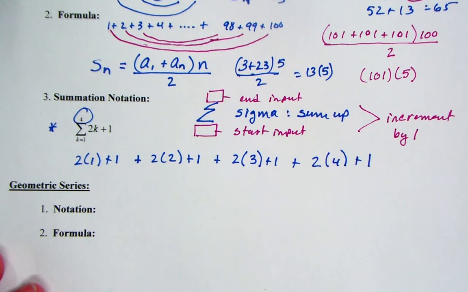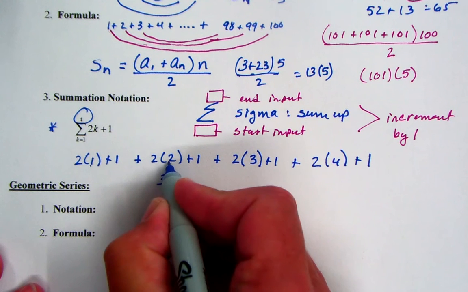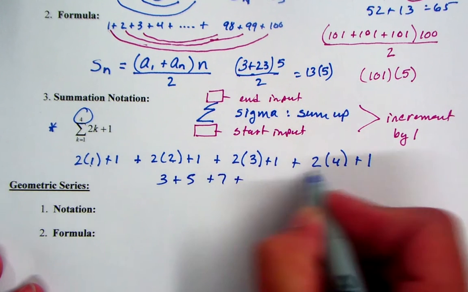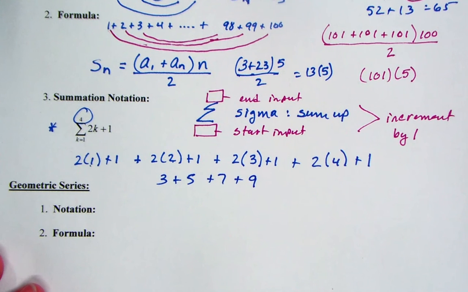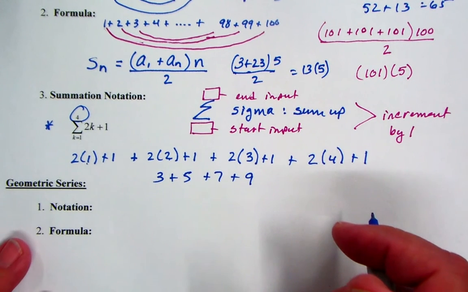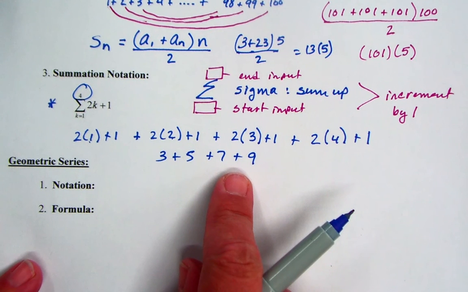And so what did this really do for me? It just simplified things. So 2 plus 1 is 3. 2 times 2 is 4 plus 1 is 5. 2 times 3 is 6 plus 1 is 7. So it looks like I'm getting the odd numbers. And I have 4 numbers, 1, 2, 3, 4, my increments. Doesn't sum it for me. It's just a shortcut notation.